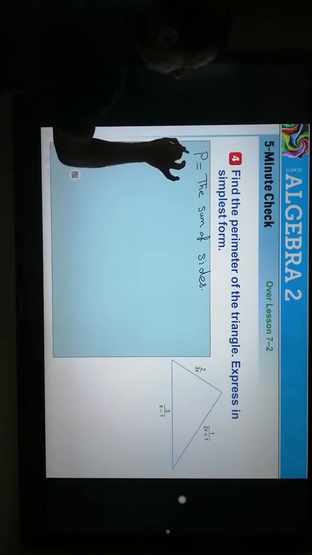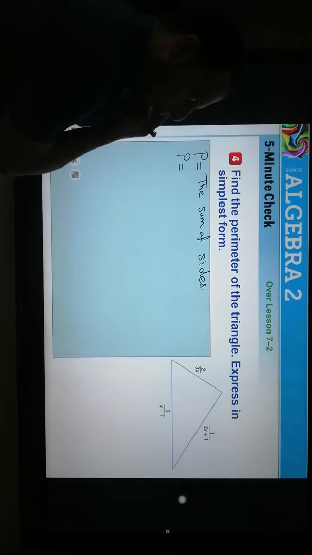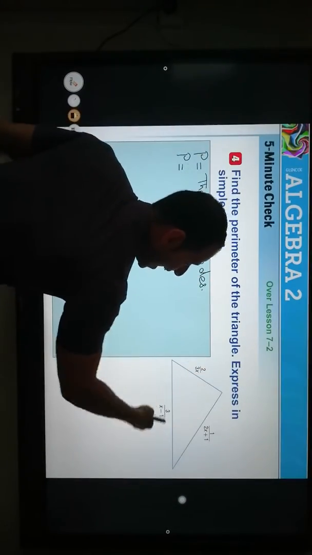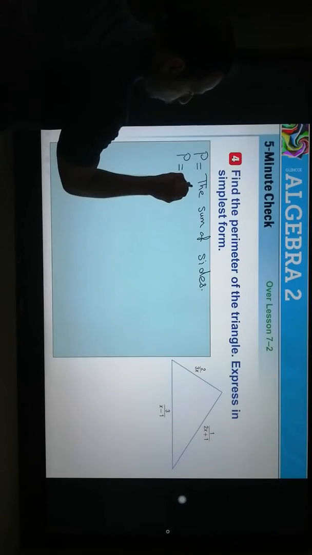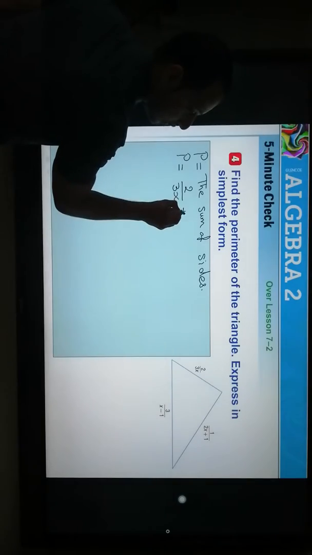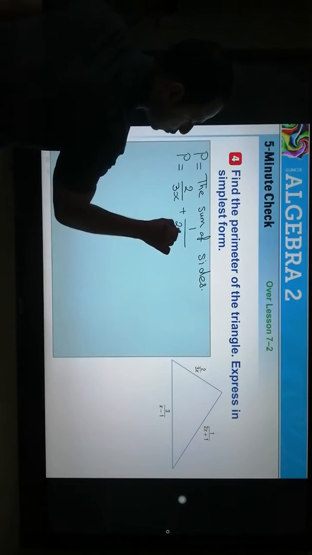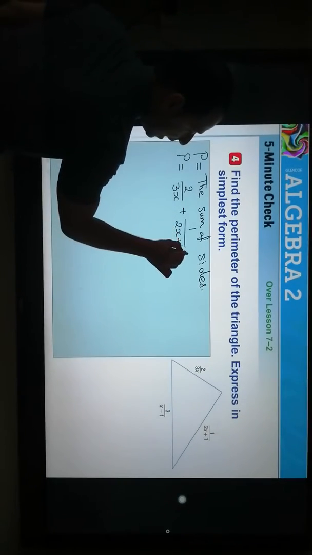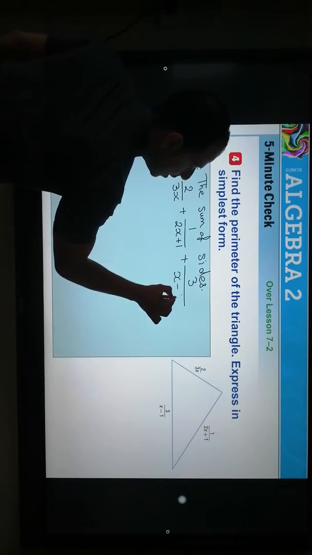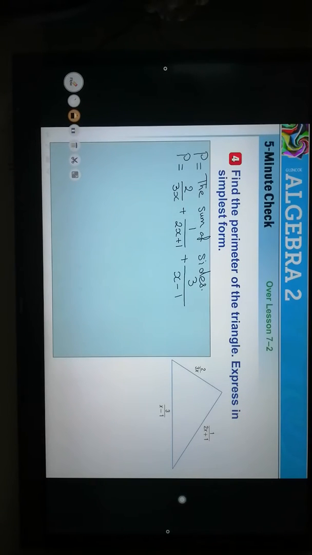We have to substitute. So the perimeter equals the first side plus the second side plus the third side. So we must add the 3 sides. The first side is 2 over 3x, plus the second one, 1 over 2x plus 1, and the third will be 3 over x minus 1. I must add. Do we have any common denominator? No, all are different, so I must multiply.